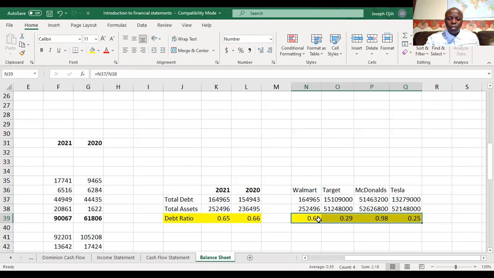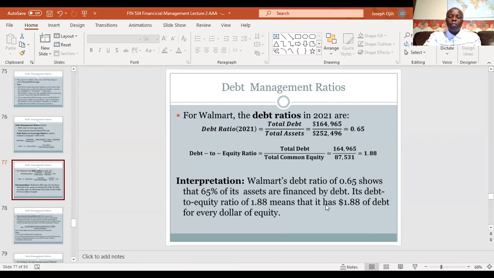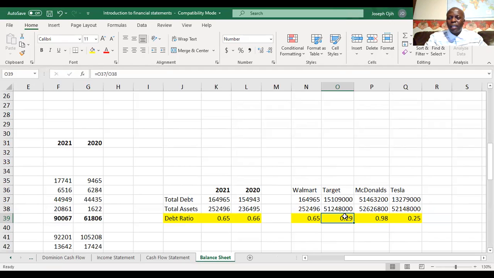Now, Walmart owes more than Target. For every dollar of assets, 65% of all the assets owned by Walmart is financed by debt. But for Target, only about 29% of their assets are financed with debt. For McDonald's, 98% of their assets are financed with debt. Tesla, 25%. So if you ask me to buy the stock of any of these four companies, I'm going to choose Tesla and Target and hold. Even if they're not popular, I'll just hold it.